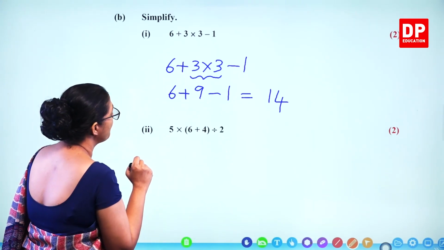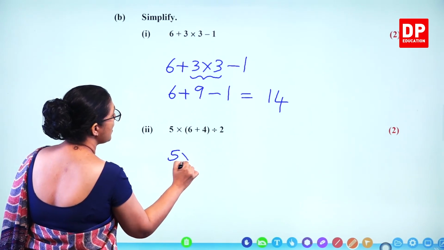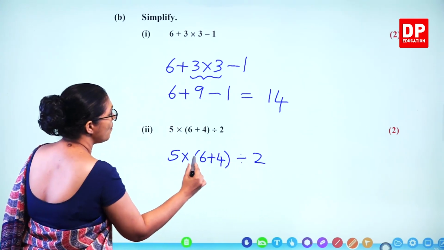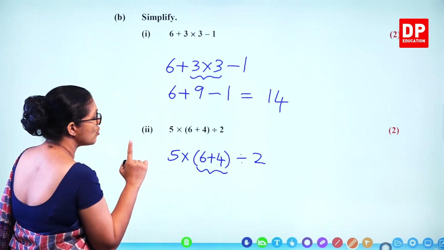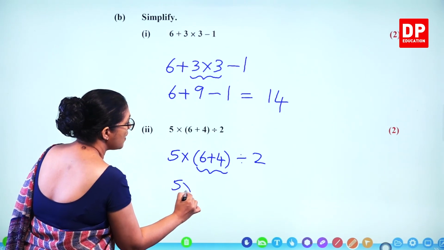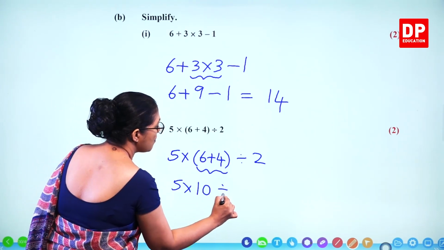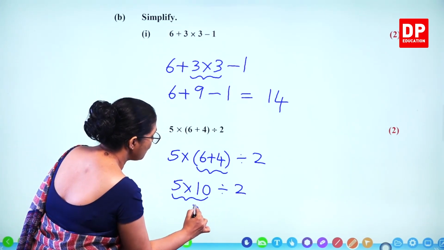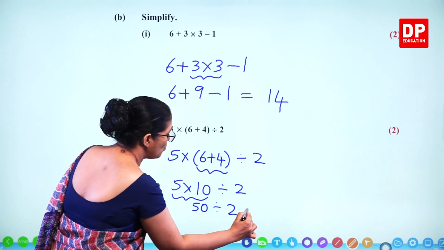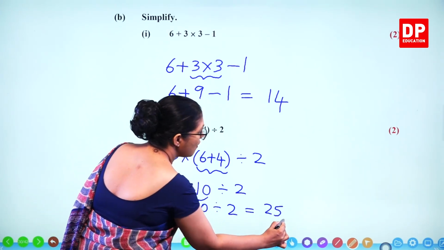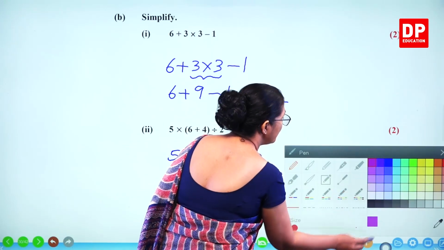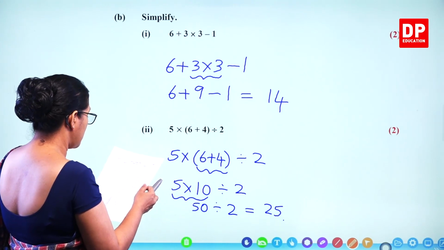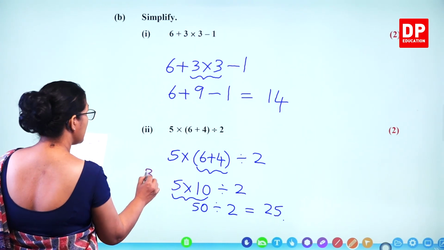Then this one, 5 multiplied by 6 plus 4, divide by 2. So you have to start from brackets, according to BODMAS. So 5 times 6 plus 4, 10, divide by 2. Then you can start from left. You can do multiplication, 50. 50 divided by 2, you get 25. So 25 is the answer. So what are the marks? You get 3 marks here.